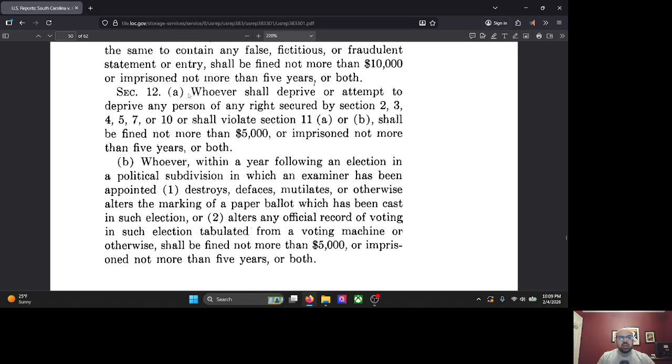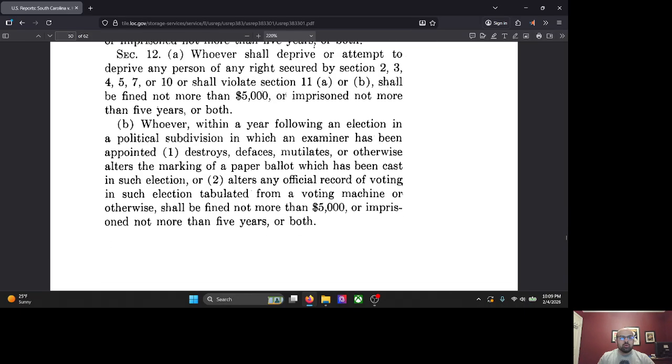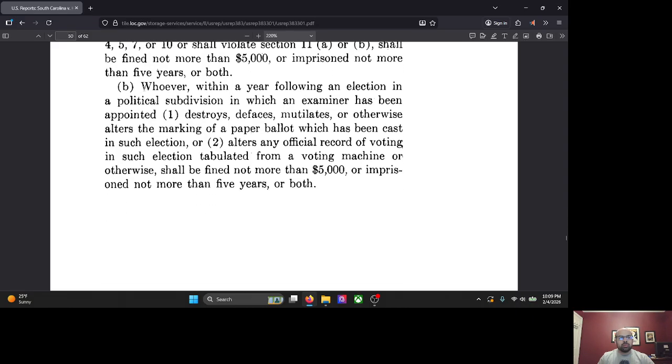Section 12. A. Whoever shall deprive or attempt to deprive any person of any right secured by Section 2, 3, 4, 5, 7, or 10, or shall violate Section 11A or B, shall be fined not more than $5,000, or imprisoned not more than 5 years, or both.